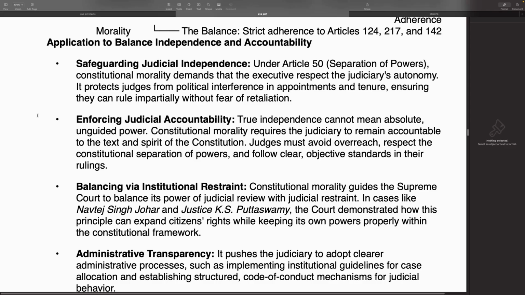So they are saying, safeguarding judicial independence: under Article 50, constitutional morality demands that the executive respect the judiciary's autonomy, which they do. It protects judges from political interference in appointments and tenure, ensuring they can rule impartially without fear of retaliation. Enforcing judicial accountability: true independence cannot mean absolute unguided power. Constitutional morality requires the judiciary to remain accountable to the text and spirit of the Constitution. Judges must avoid overreach, respect the constitutional separation of powers, and follow clear objective standards in their rulings.